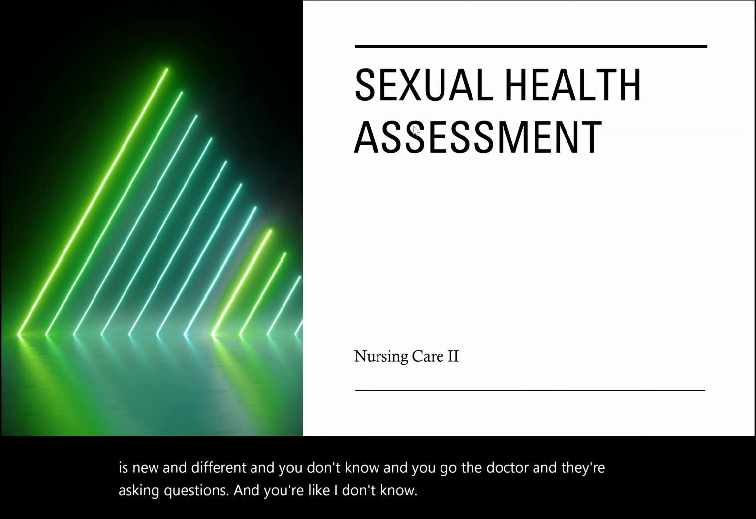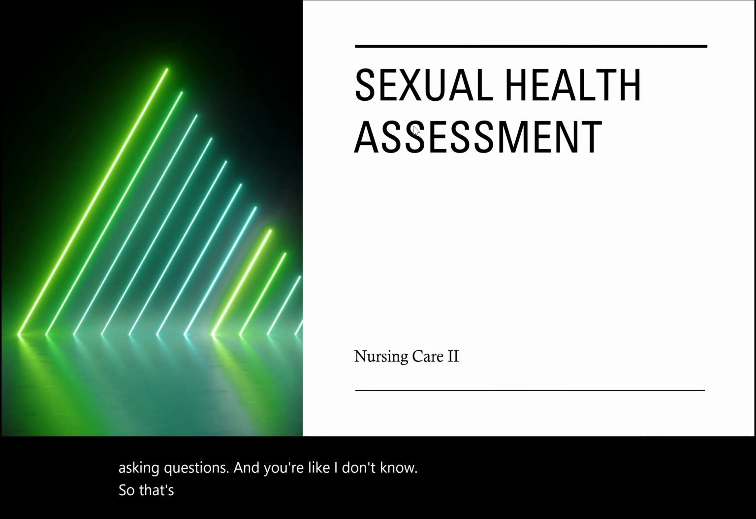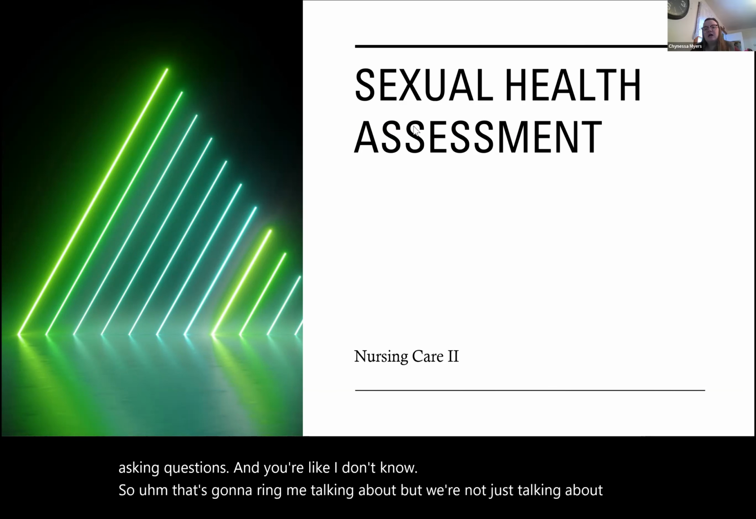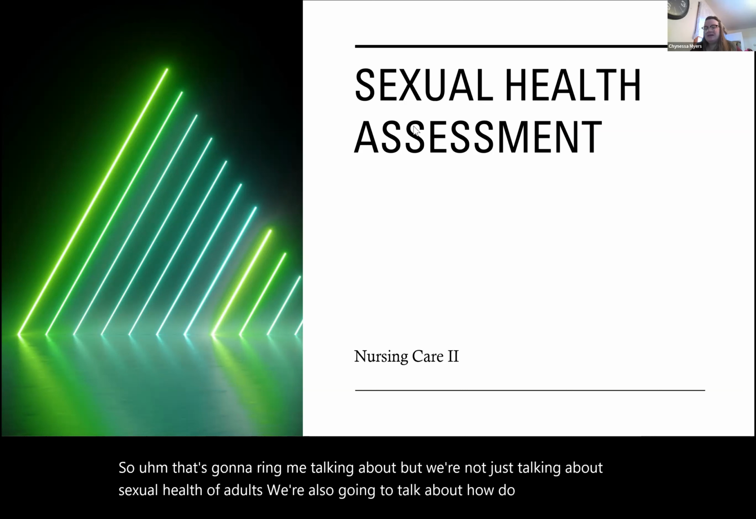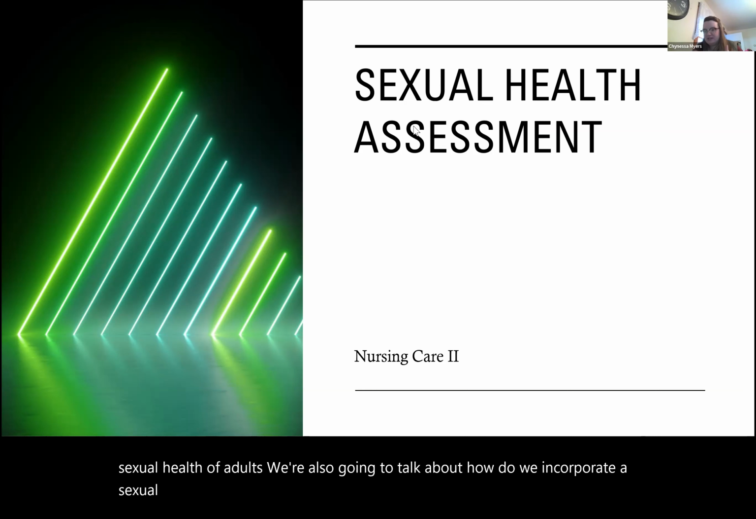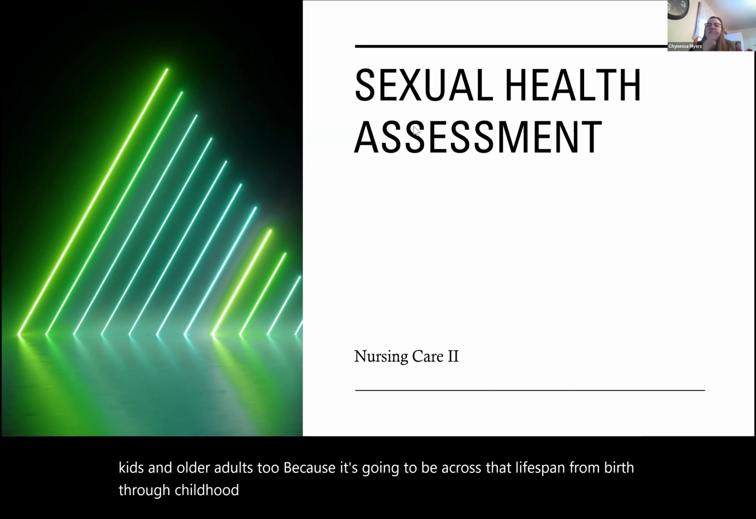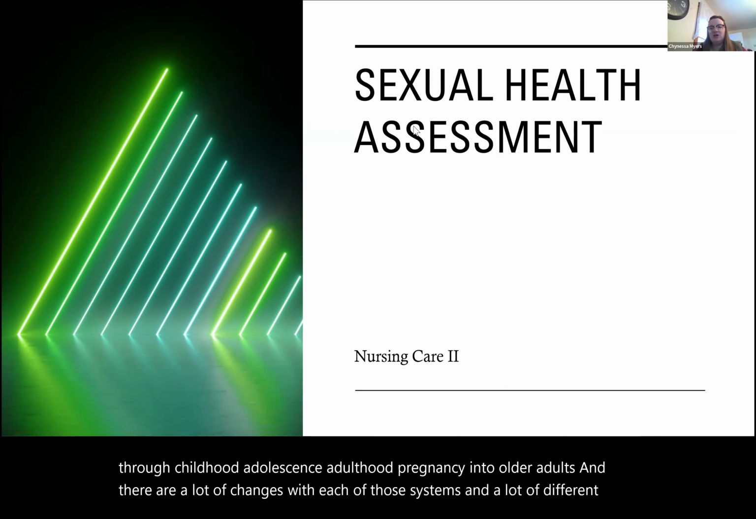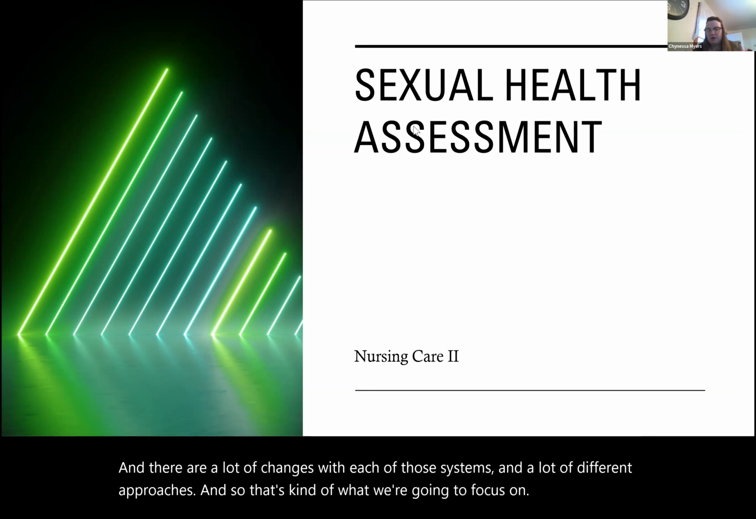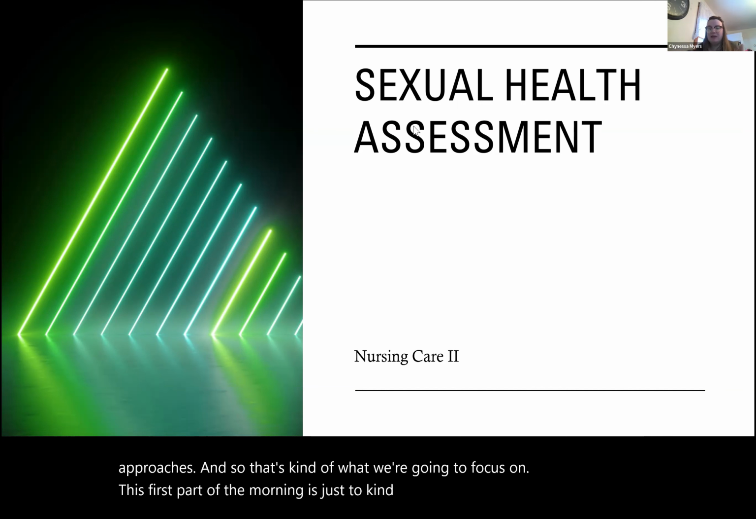So that's kind of what we're going to be talking about, but we're not just talking about sexual health of adults. We're also going to talk about how we incorporate a sexual health and reproductive system assessment when we're talking about kids and older adults too, because it's going to be across the lifespan, from birth through childhood, adolescence, adulthood, pregnancy, into older adults. There are a lot of changes with each of those systems and a lot of different approaches. That's what we're going to focus on this first part of the morning, to figure out how we go about doing that.